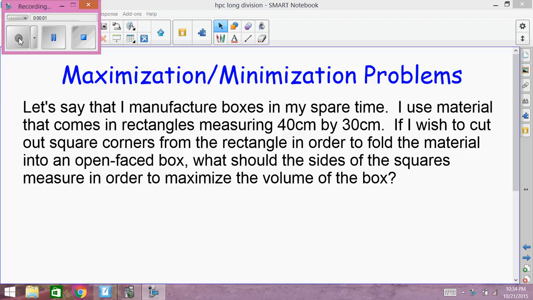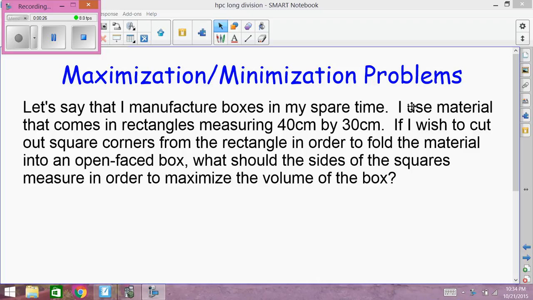Okay, children, so we didn't get to this problem in class, so I've decided to make a little video of it, and you can watch this to help you with problem numbers 67 and 68 on the homework. So here's a maximization minimization problem. These are very common types of problems that involve polynomials.